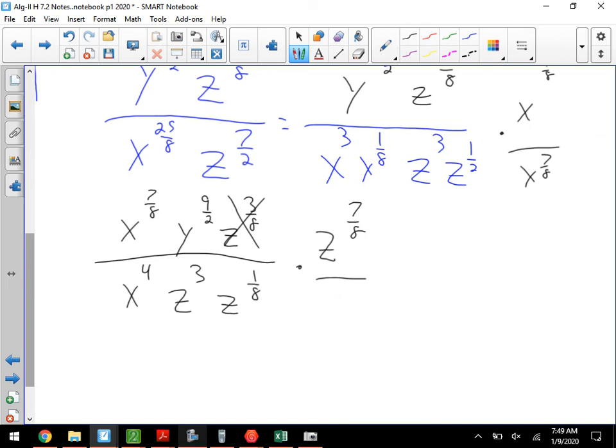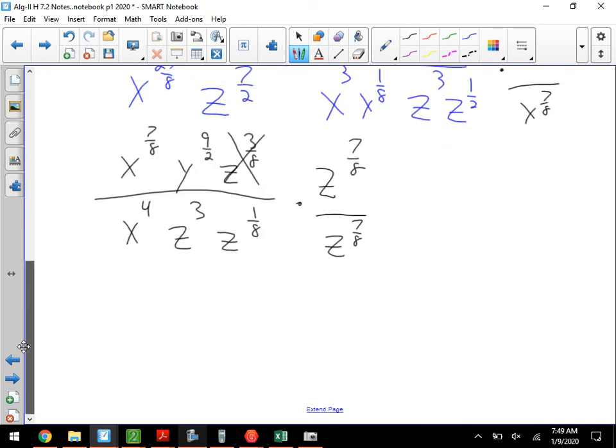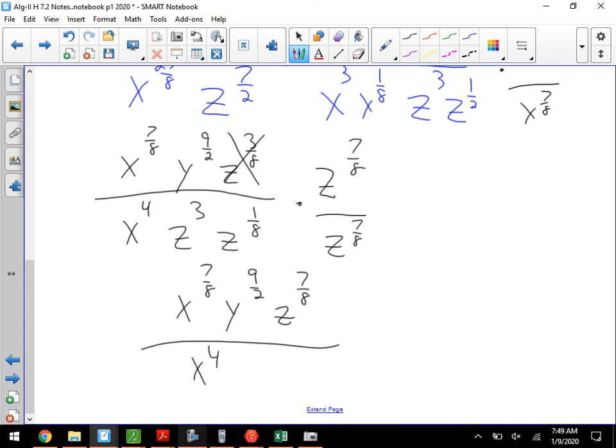And I guess you could do this earlier. Sometimes it alleviates duplicates. But now you have another whole in the denominator, and your numerator is the 7/8. So it's x 7/8, y 9/2, z 7/8. And we have x to the 4th, z to the 4th. And that's what I got for a solution on it. Pretty sure that's what they had as well.